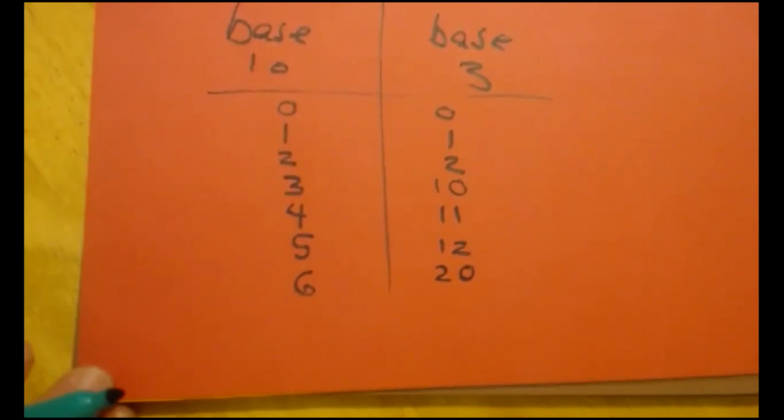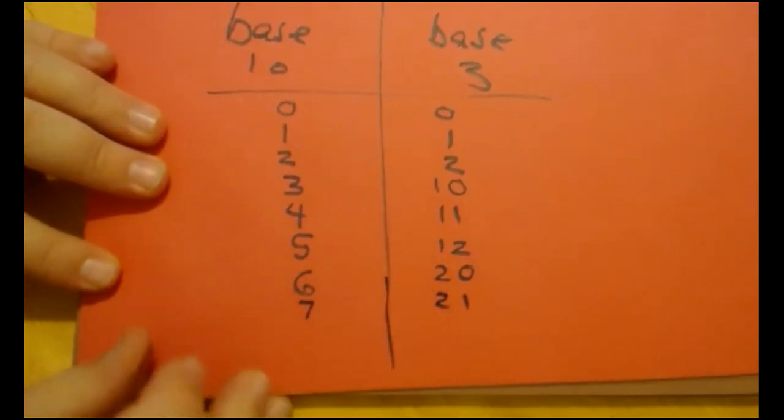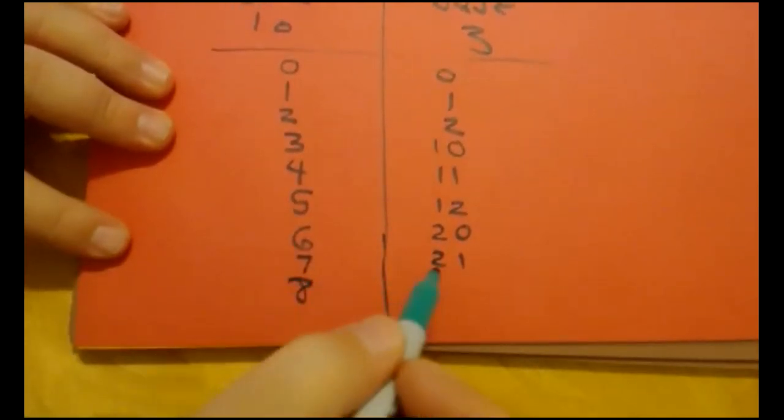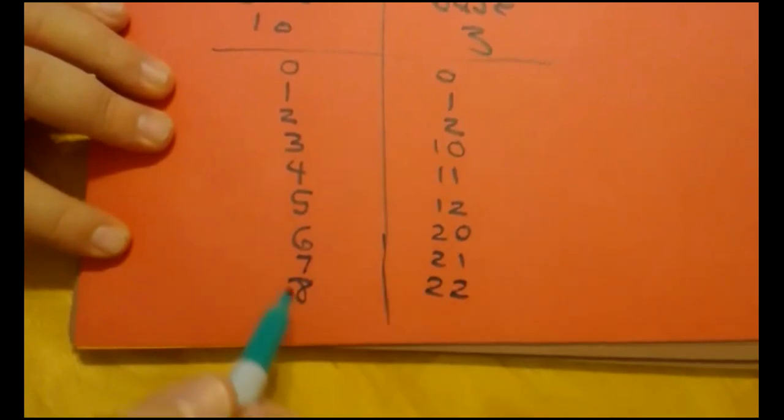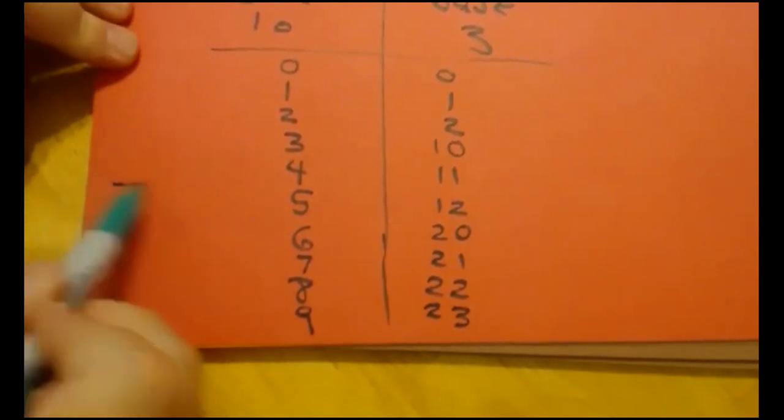Let's keep on going. If I was trying to get 7, it would be 21. If I was trying to get 8, it would be looking like 22, but it's not, it's 2, 2. And then if I want to get 9, it's going to be 2, 3. But then what would 10 be?